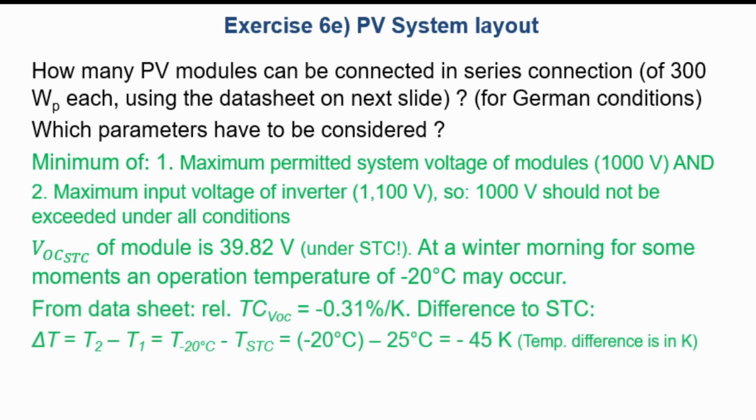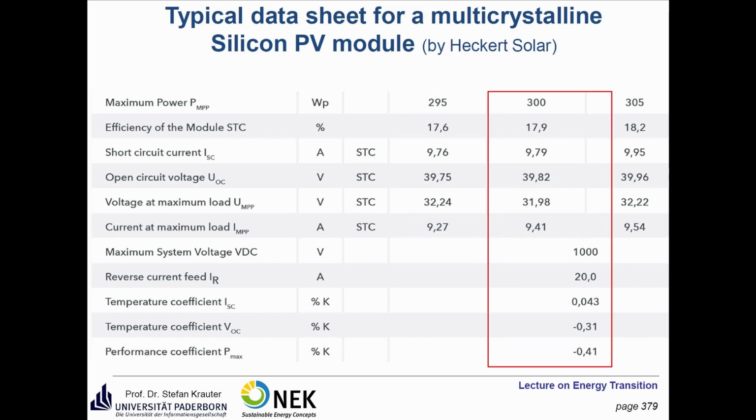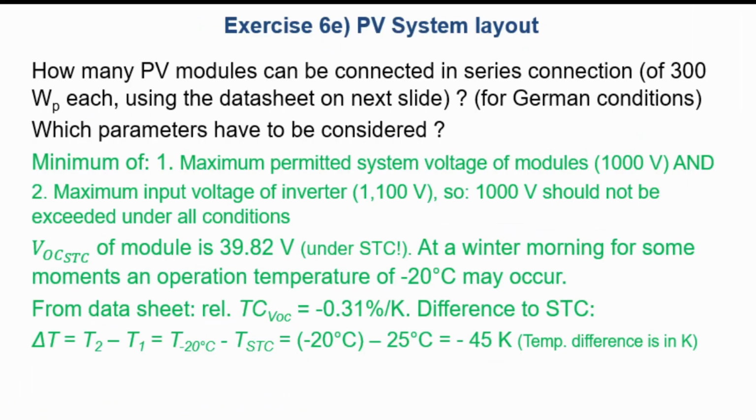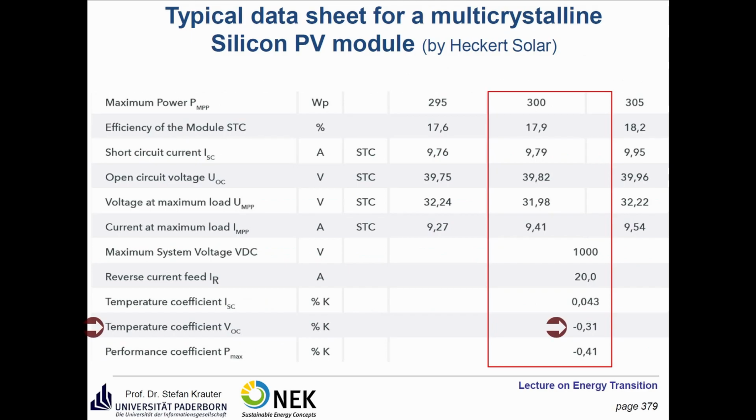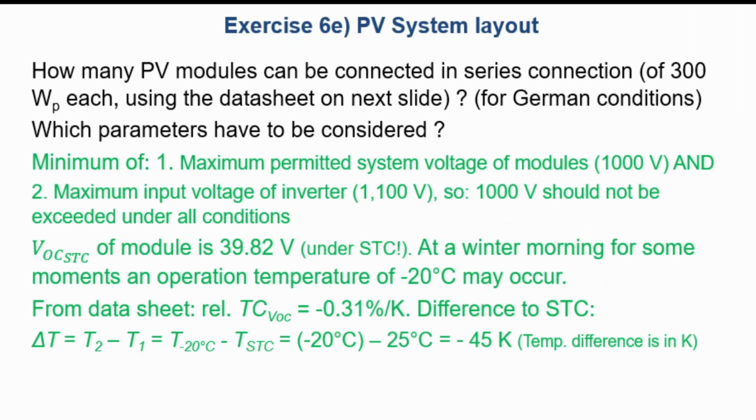So we take from the data sheet the relative temperature coefficient, which is in this case minus 0.31% per Kelvin for the voltage. So we take a look, how much is the voltage increase? We take a look at the difference to standard test conditions. So we have here minus 20 degrees, minus 25 degrees. So the temperature difference is 45 Kelvin.